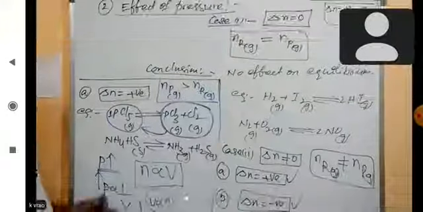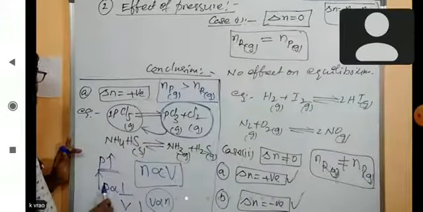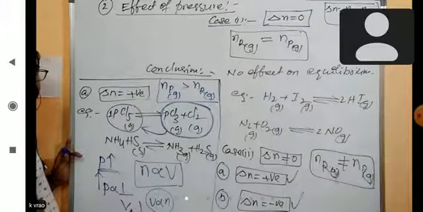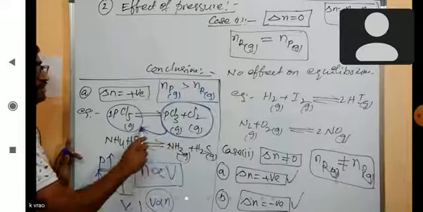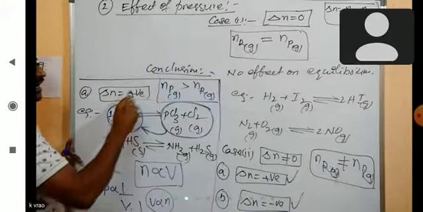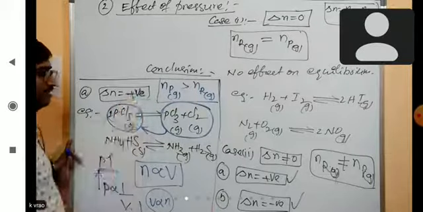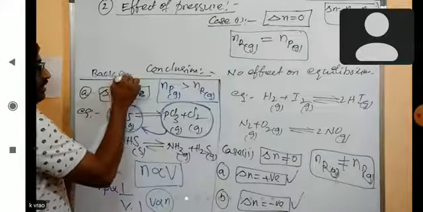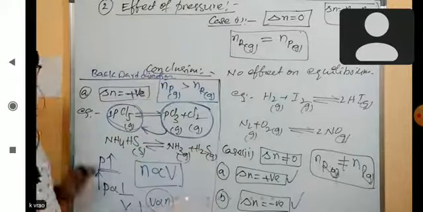So simple: pressure is inversely proportional to volume. If I increase the pressure, the equilibrium will shift towards the decrease in volume side, which is nothing but the decrease in number of moles side. So on this side the number of moles decreases. Therefore, when delta n is positive, the equilibrium will shift towards the backward direction. This is the conclusion: backward direction. Got it?